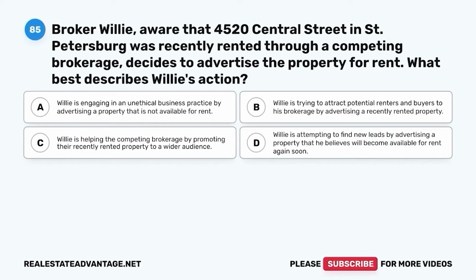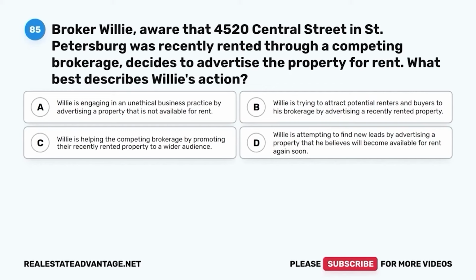A. Willie is engaging in an unethical business practice by advertising a property that is not available for rent. B. Willie is trying to attract potential renters and buyers to his brokerage by advertising a recently rented property. C. Willie is helping the competing brokerage by promoting their recently rented property to a wider audience. D. Willie is attempting to find new leads by advertising a property that he believes will become available for rent again soon.